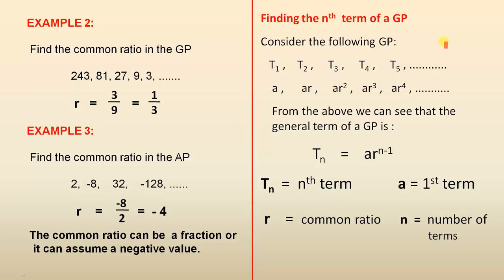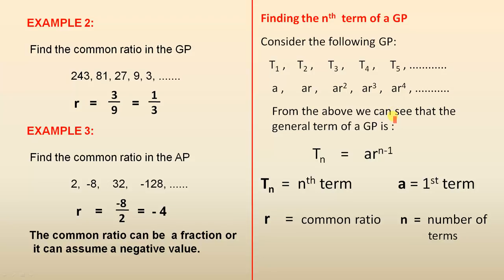Finding the nth term of a GP. Consider the following GP. T1, T2, T3, etc. Now remember, the first term of a progression is A. The second term is AR, because R is the common ratio. So that has to be AR squared, AR cubed, AR fourth, etc.